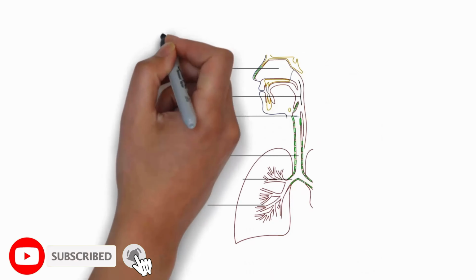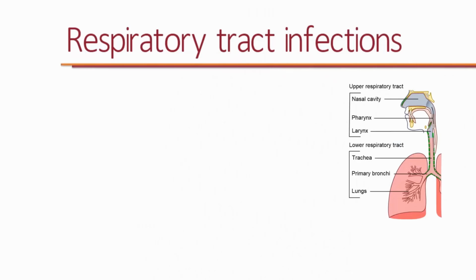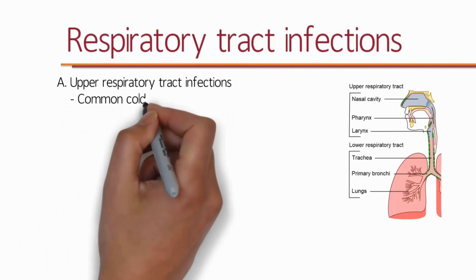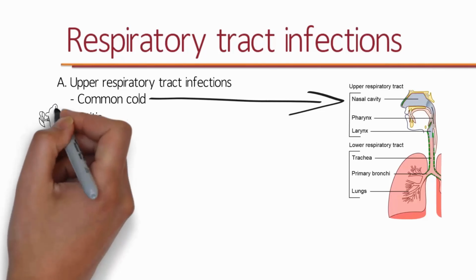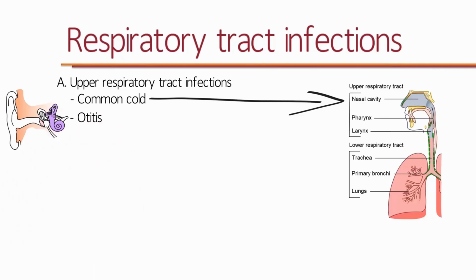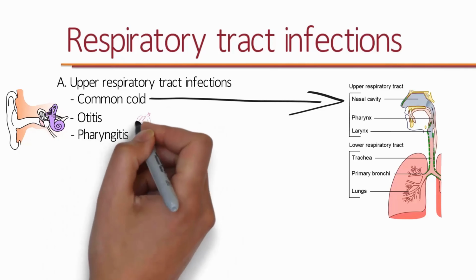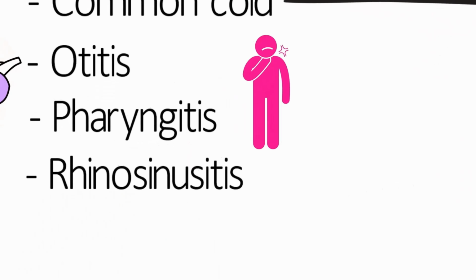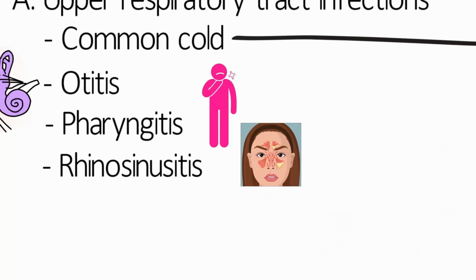Respiratory tract infections can be divided into upper respiratory tract infections and lower respiratory tract infections. Common cold, which is the most common upper respiratory tract infection, primarily affects the nasal cavity and the sinus area. Otitis, which is basically the infection of the ear, is also considered an upper respiratory tract infection. You can also have pharyngitis, which is the infection of the pharynx. Pharynx is, of course, the canal that connects the nose to the throat. And lastly, you can have rhinosinusitis, which is primarily the infection of the sinus cavity.